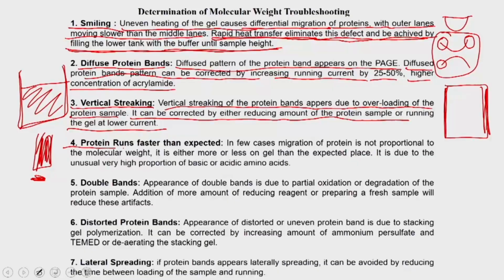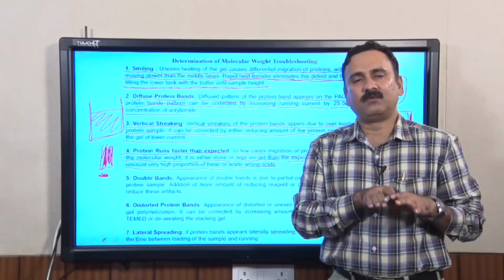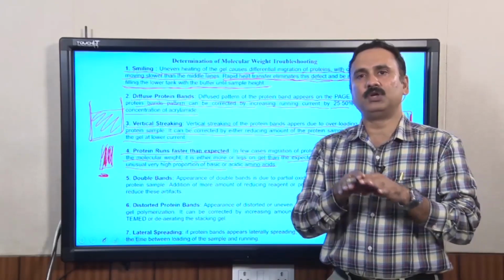Then, protein runs faster than expected. In a few cases, migration of a protein is not proportional to the molecular weight; it is either more or less on the gel than the expected place. Why does this happen? It is due to an unusually high proportion of basic or acidic amino acids. If you remember, we said that when you add SDS to the protein, proteins have an equal charge, and because of that the proteins run simply by their molecular weight, which means the electrophoretic mobility will be inversely proportional to the molecular weight.